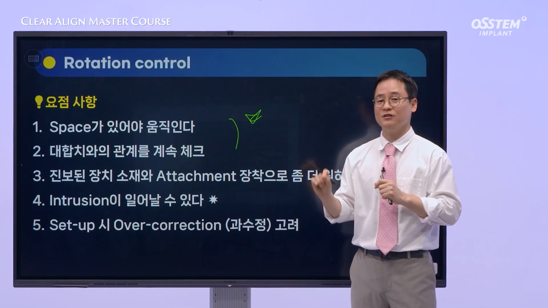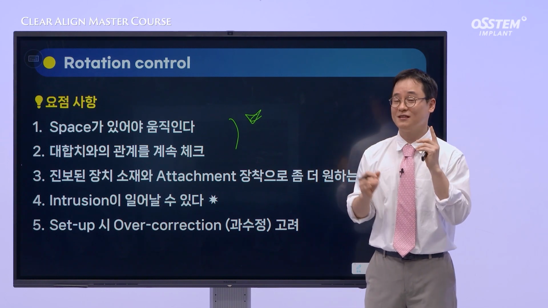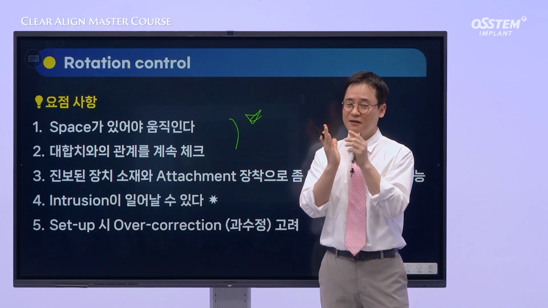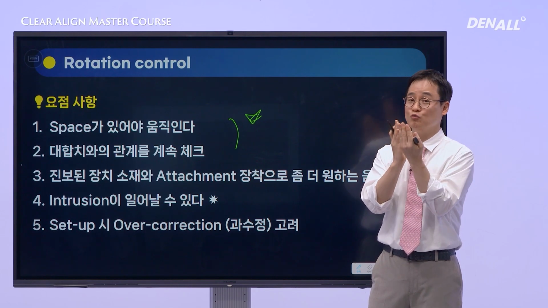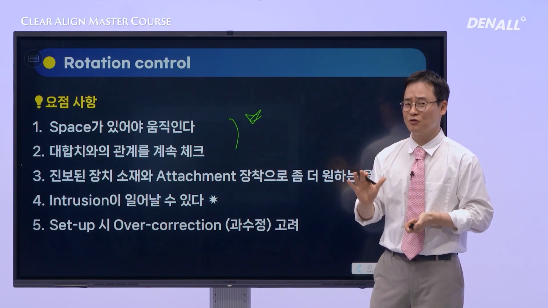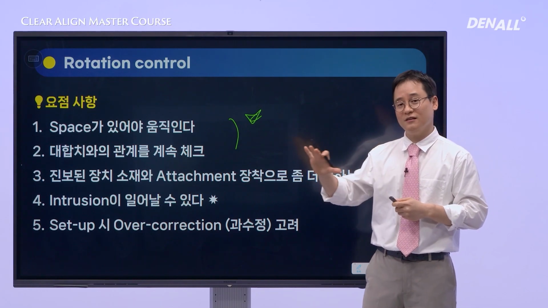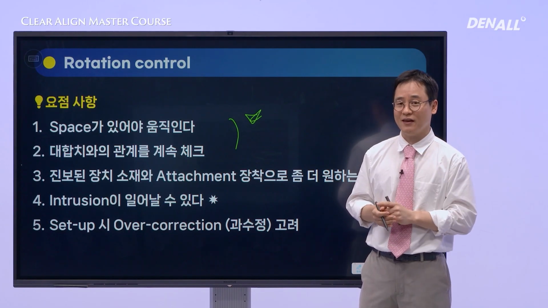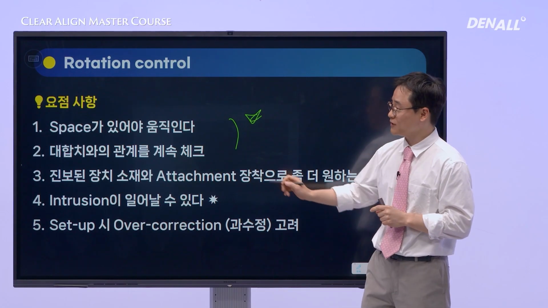What does this mean? In bracket-based systems, teeth can be forced to move even without space. But with clear aligners, even small movements like rotation require a very slight amount of interproximal space. This is something that's often overlooked. For example, let's say you're doing clear aligner treatment, but the rotation isn't progressing well. Before blaming the appliance, you need to first check whether there is enough interproximal space.